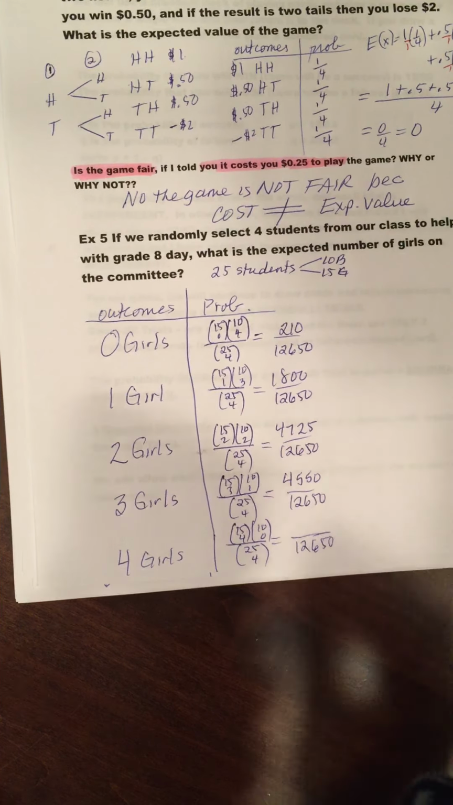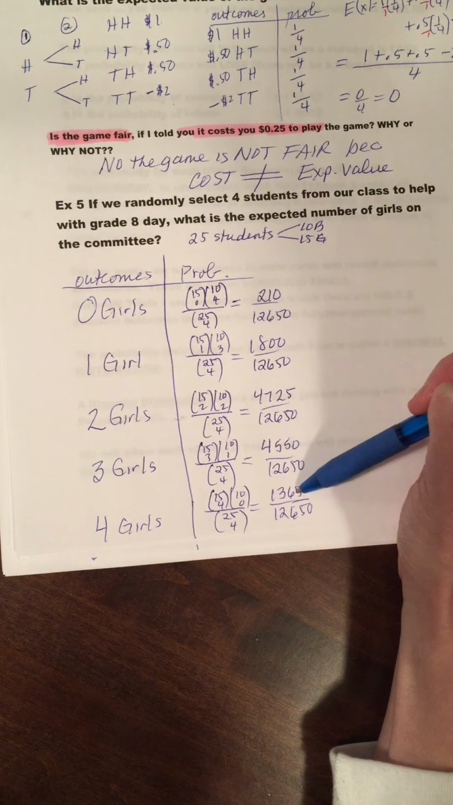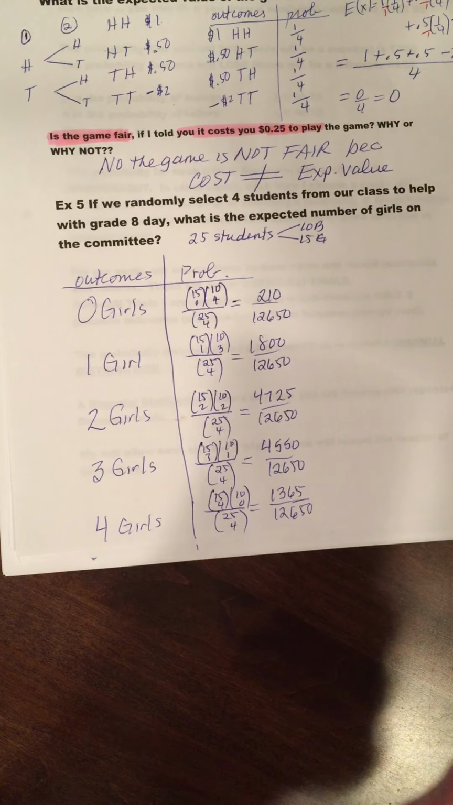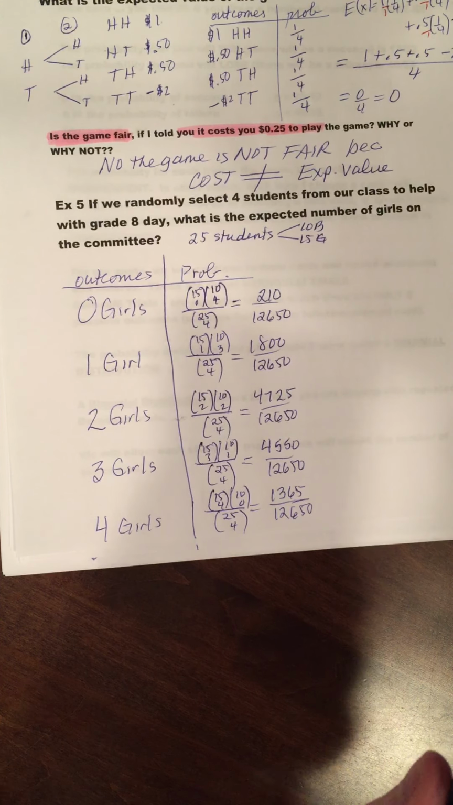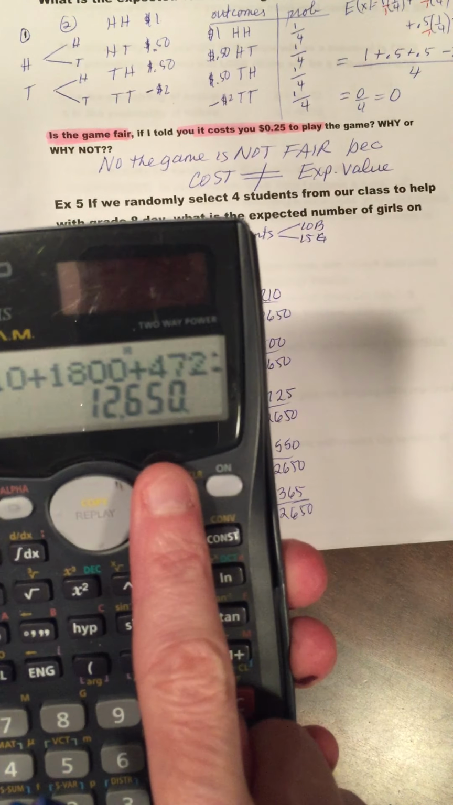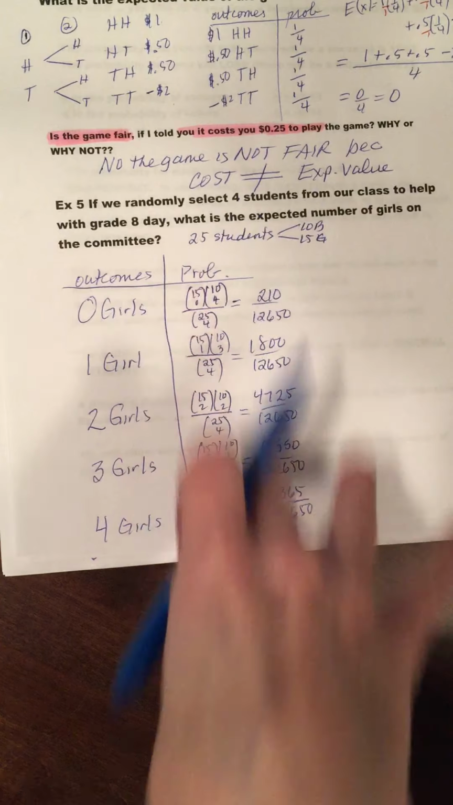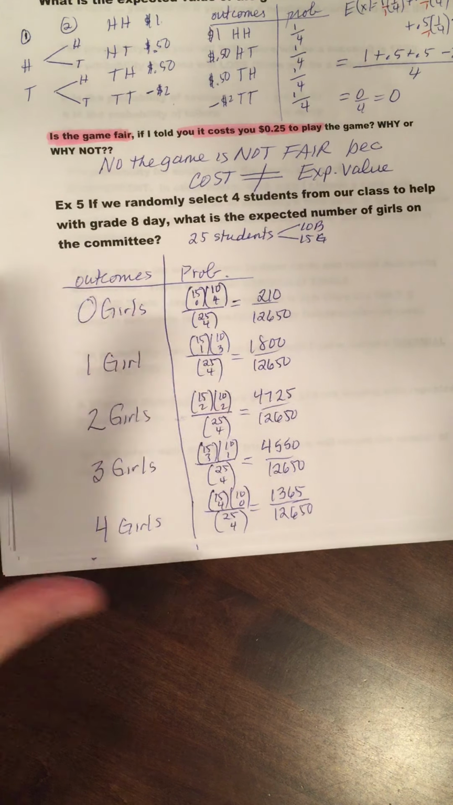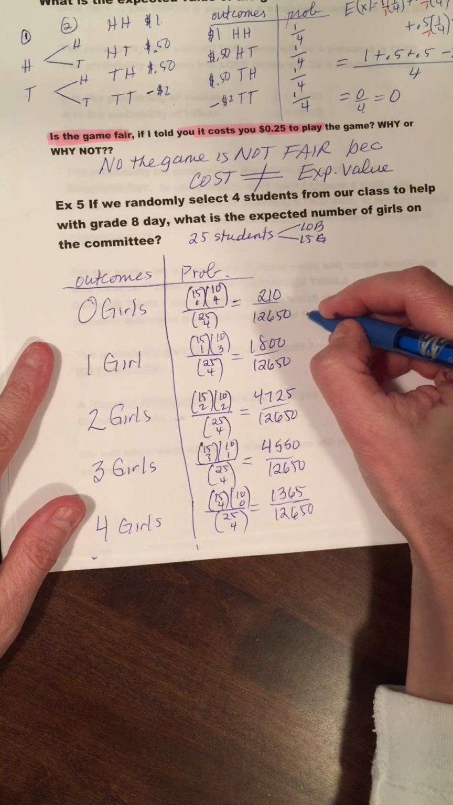Now, as a double check, let's take these 5 numbers and they better add up to the 12,650. Okay, so I'm just double checking. 210 plus 1,800 plus 4,725 plus 4,550 plus 1,365. And I got my beautiful 12,650. So I know that I didn't have any calculator errors. So right now I've got my probability distribution chart.